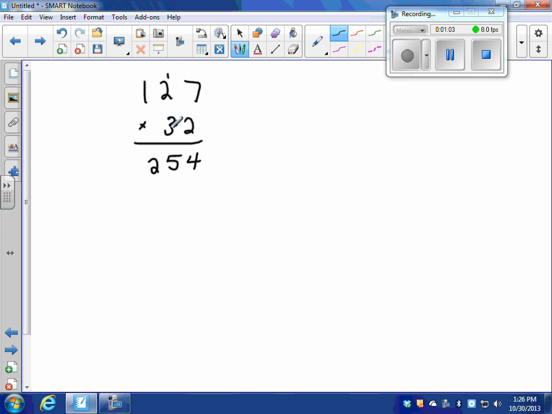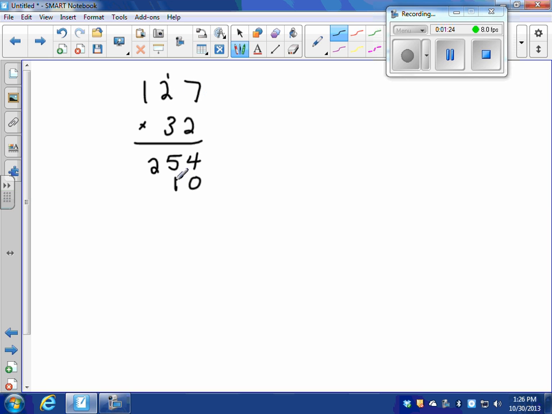Now I'm going to multiply by 30. So this 3 doesn't just represent 3, it represents 30. So as we learned in powers of 10, I can just add my 0 down here. We're going to call this a placeholder, but really what we're doing is we're multiplying by 30 instead of 3. So I'm going to add the 0 to the end.